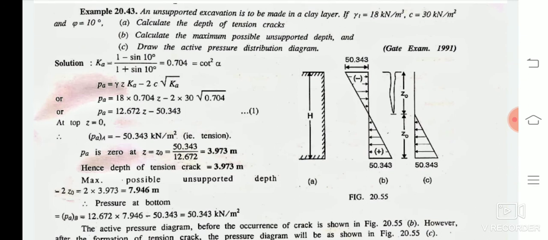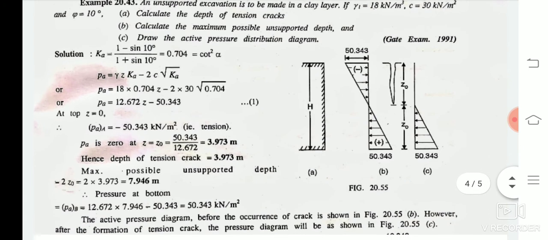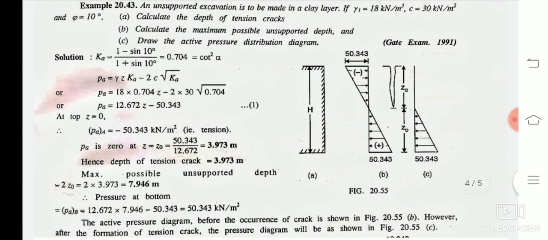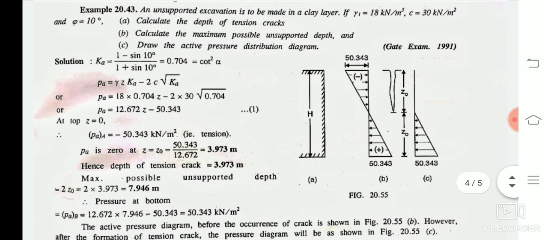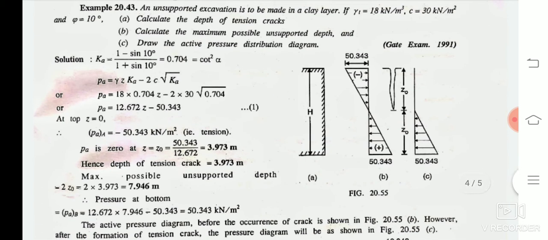We have to calculate the depth of the tension crack. Next, calculate the maximum possible unsupported depth and the active earth pressure distribution diagram. So let us find out the active earth pressure coefficient first. As we all know, Ka equals (1 minus sin phi) by (1 plus sin phi). Substituting the value of phi as 10 degrees, we can obtain the value of Ka as 0.704, which is also equal to cot square alpha.